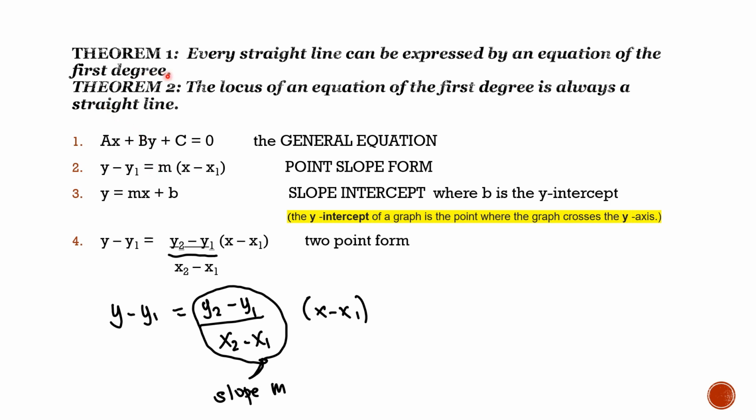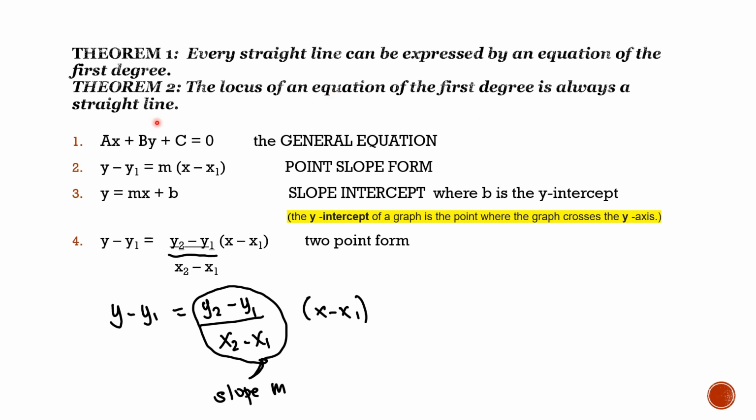Titingnan mo yon at kapag siya ay lahat ay first degree o walang exponent, pag first degree kasi walang exponent, no? So may exponent siya 1 pero hindi na nilalagay. Therefore, siya daw ay straight line. Kapag second degree, quadratic na yon, ano? Theorem number 2, the locus of an equation of the first degree is always a straight line. O yun daw, equation ng first degree is always a straight line.